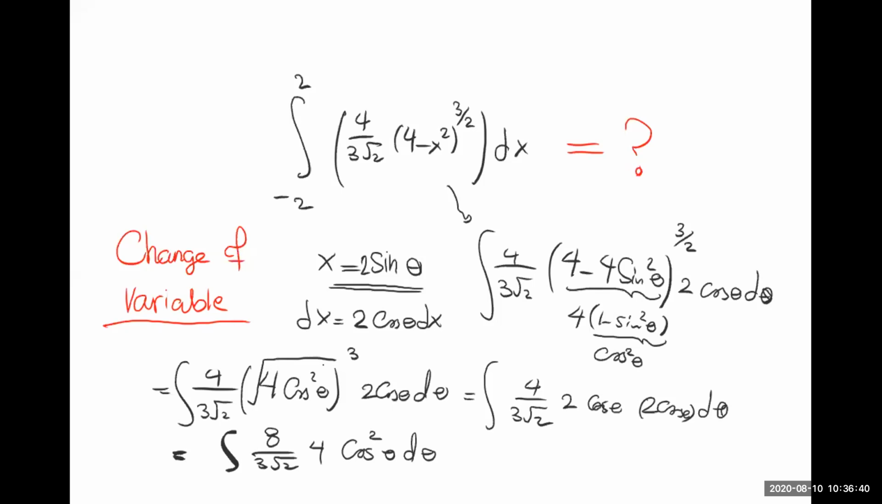Oh, sorry, there is a power 3 here. So it would be cosine cubed. Sorry, I made a typo here. So it's 2 cosine theta cubed. So here I would get cosine to the 4, actually.